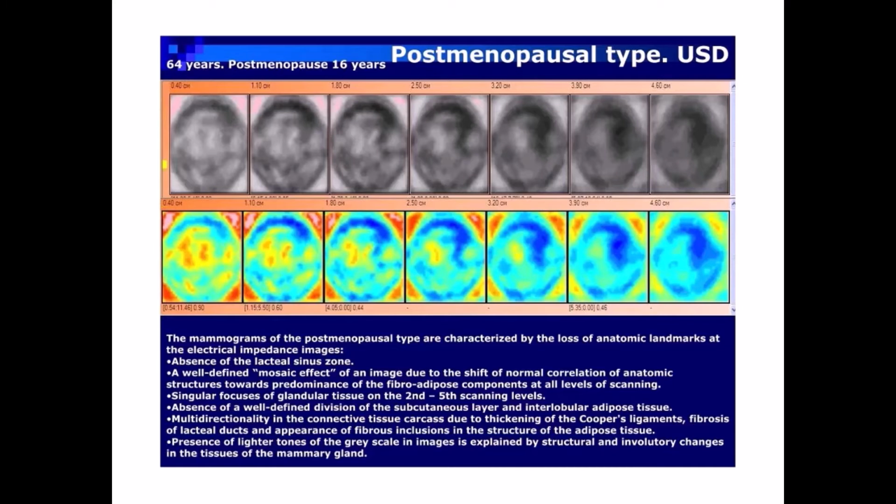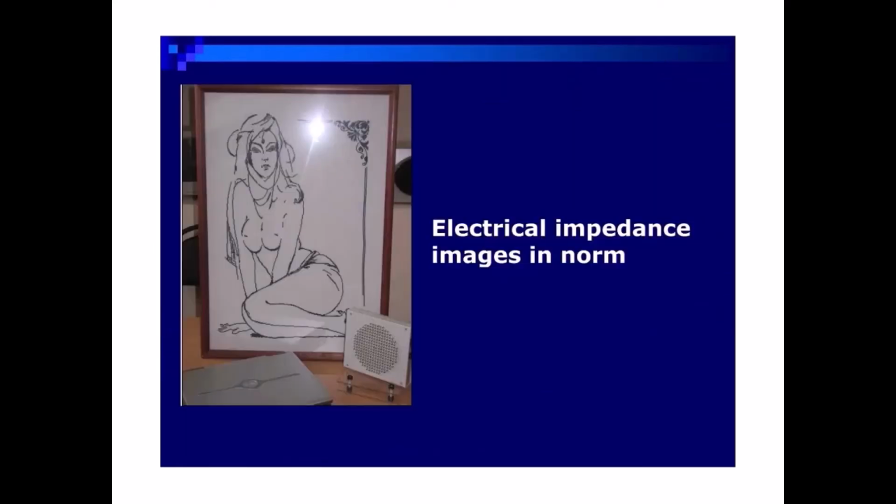Presence of lighter tones of the gray scale in images is explained by structural and involutive changes in the tissues of the mammary gland. Electrical impedance images in norm.